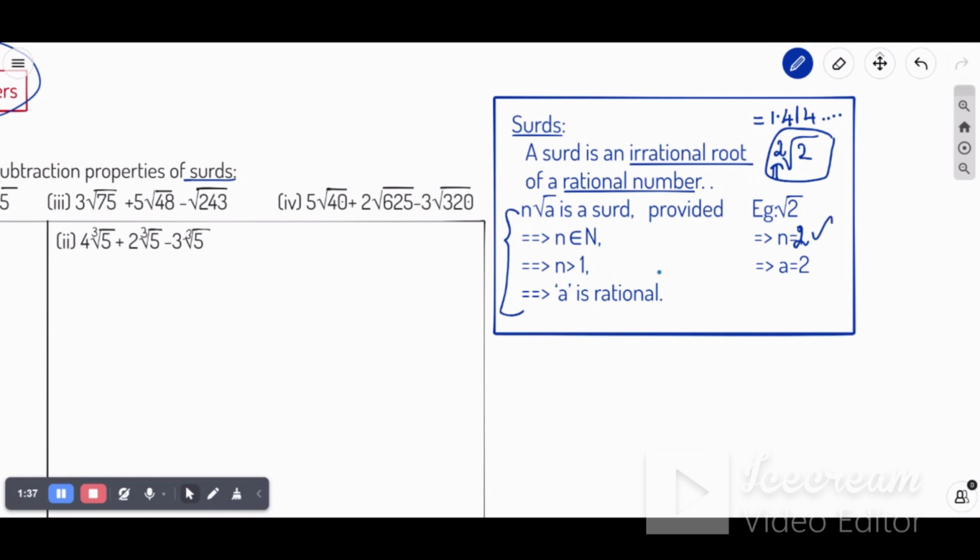Yes, it is a natural number. And n is greater than 1. Is it greater than 1? Yes, 2 is greater than 1. So both the conditions are satisfied. And a should be rational, whichever number is inside should be rational. So a is equal to 2, it is rational. So you have to satisfy all three conditions, and simply you can say it is an irrational root. You should end up with an irrational root of a rational number, and inside it you have to take only a rational number. So with this quick recap, let's move on to our question.